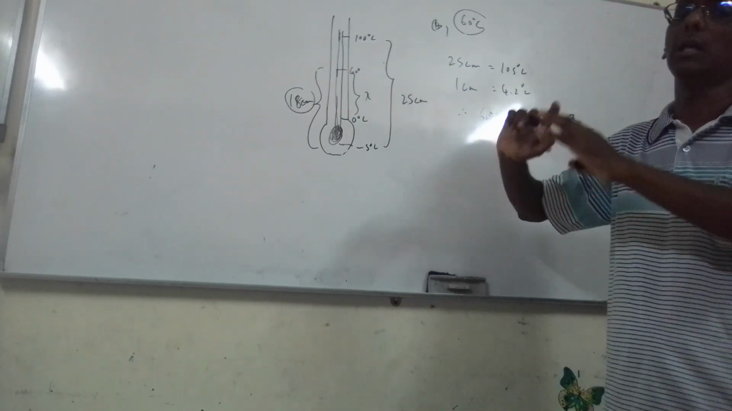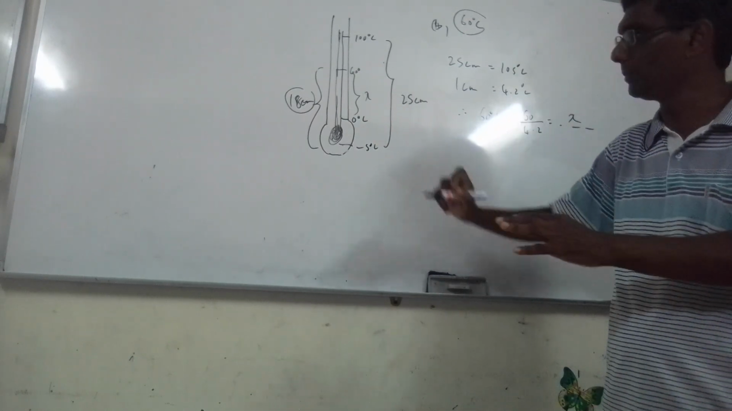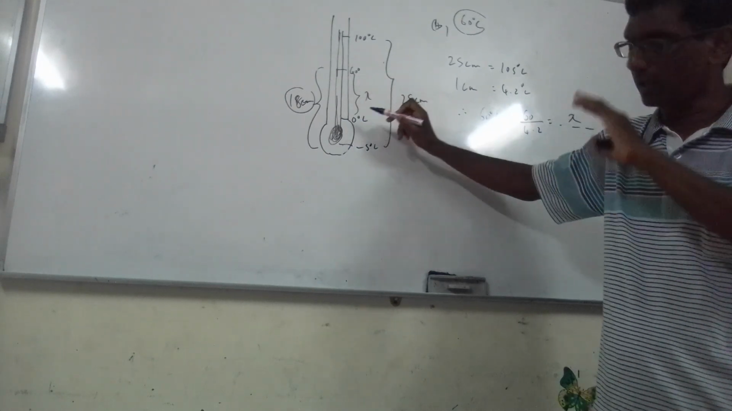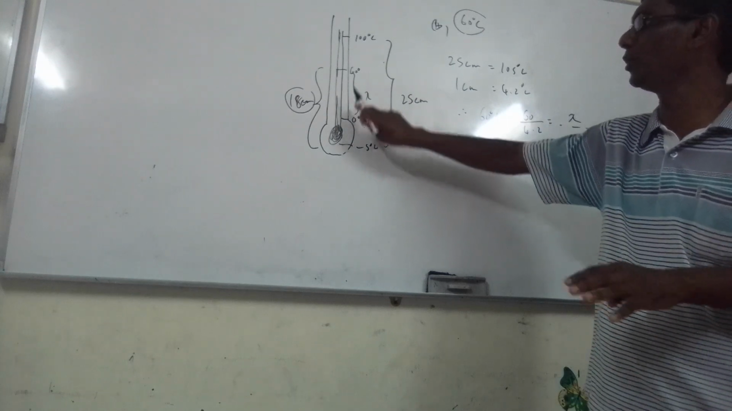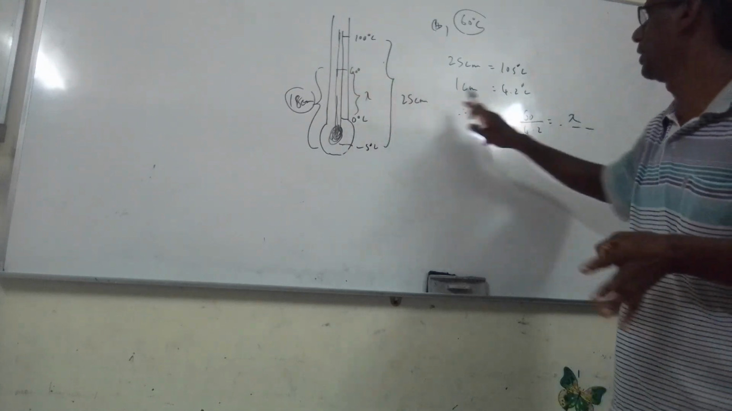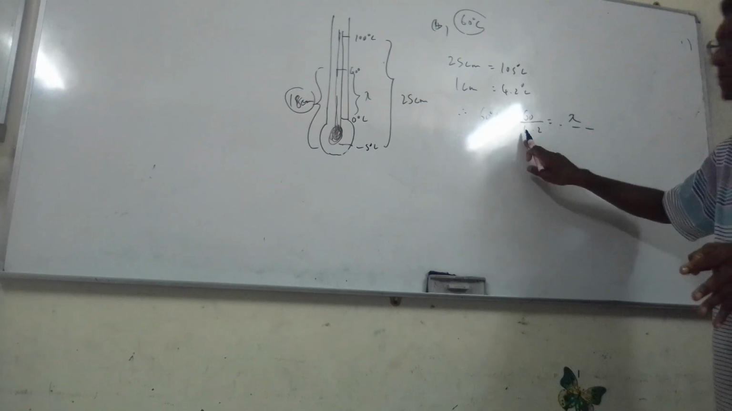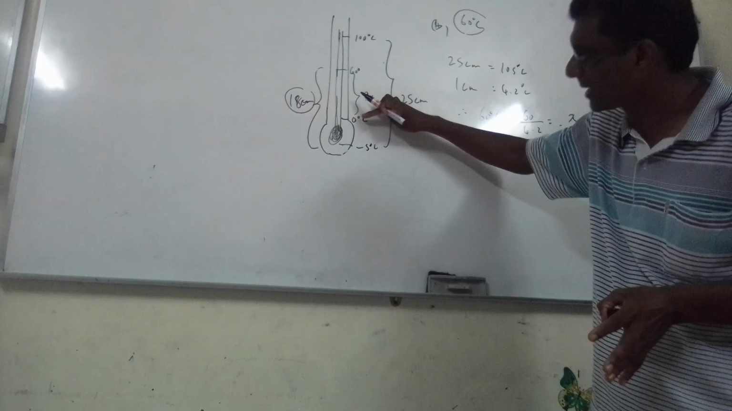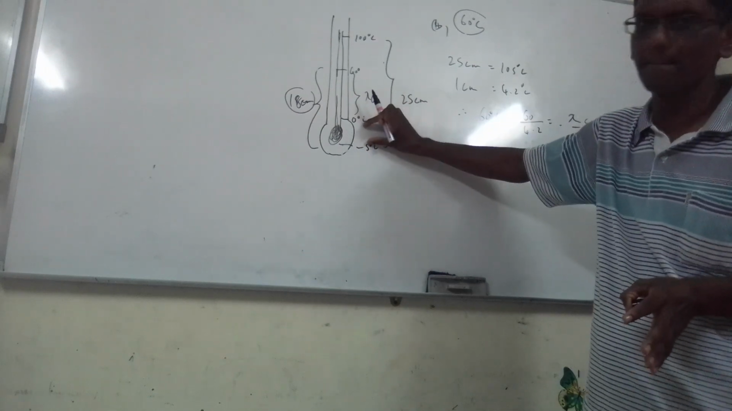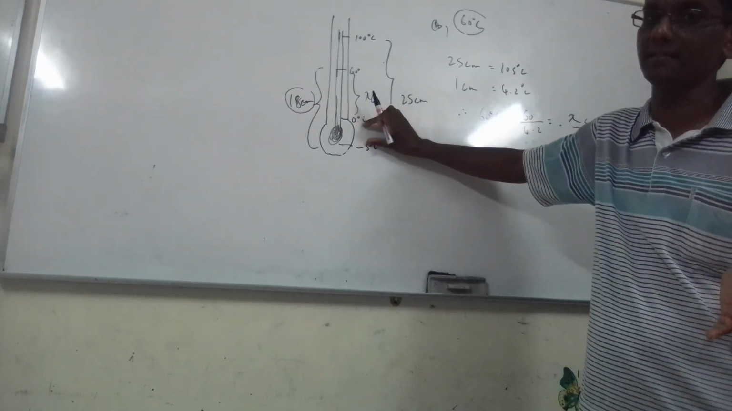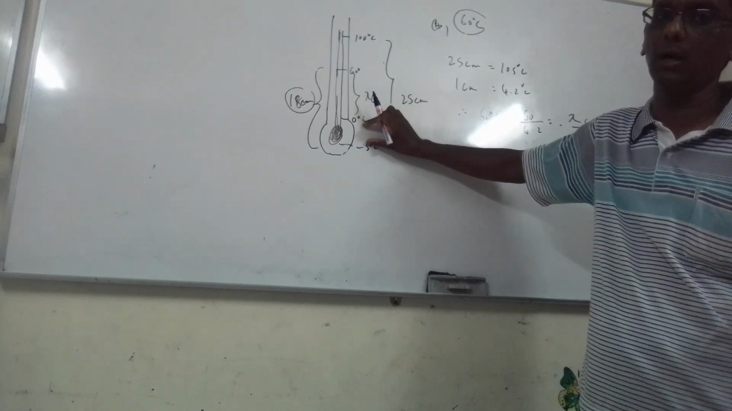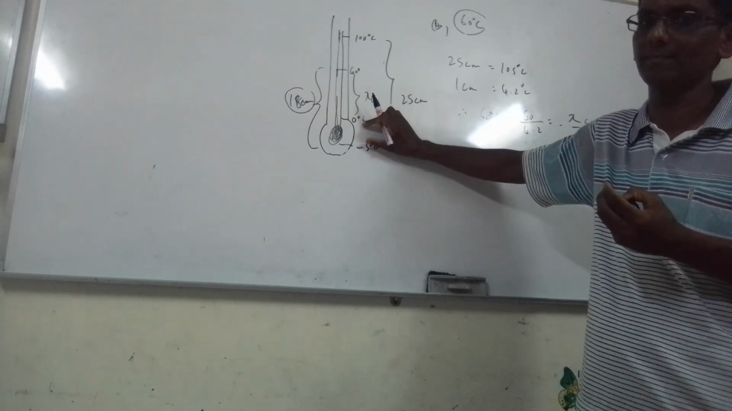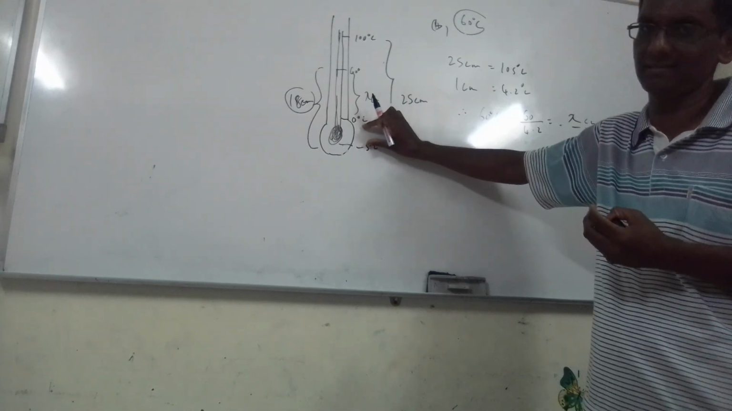So the total length of the mercury column you must take from negative 5. For 0 to 60 degrees Celsius, 60 divided by 4.2 gives x cm. So x cm must be added to this other length. You have to find the length for 5 degrees Celsius.